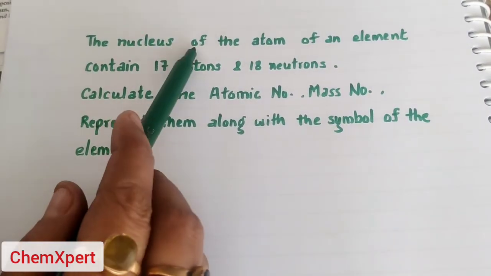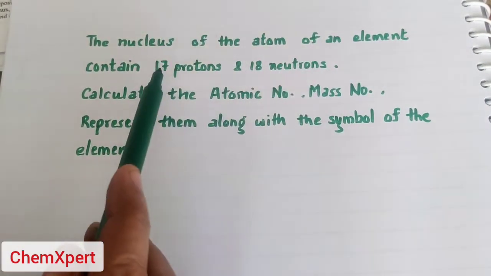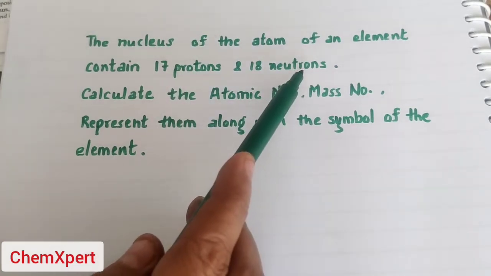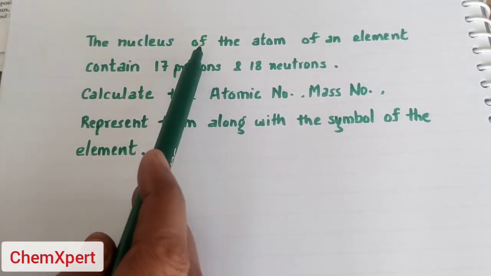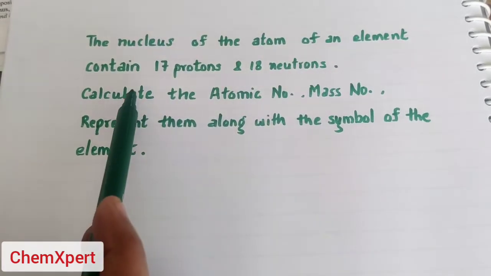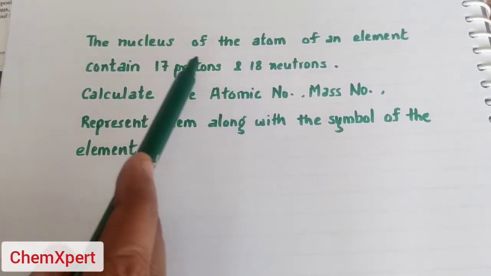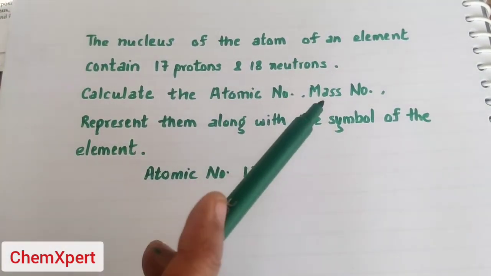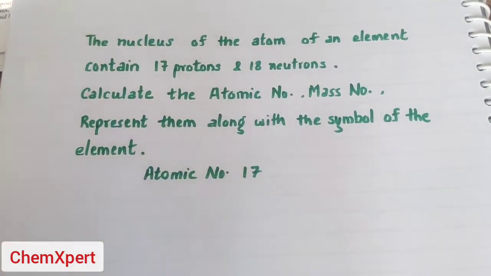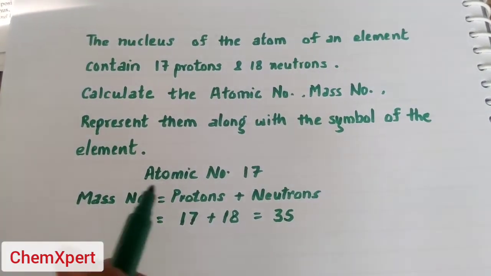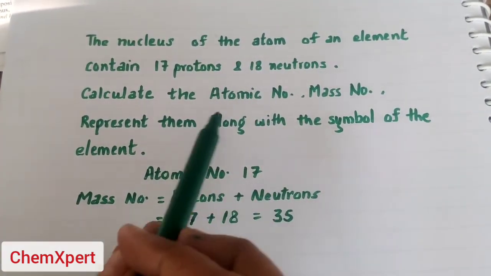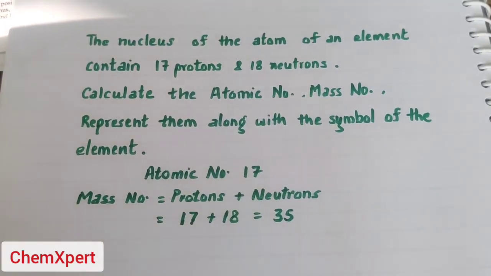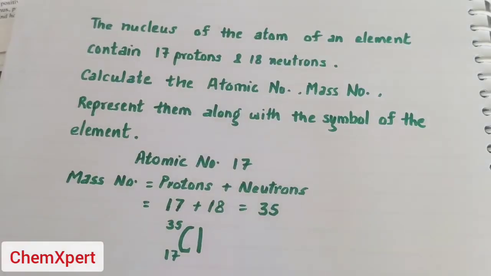Now the next question is, the nucleus of an atom of an element contains 17 protons and 18 neutrons. Now 17 protons means its atomic number is 17. So what do we have to calculate here? Calculate the atomic number. So the atomic number will be 17. Next we have to calculate the mass number, and mass number is equal to protons plus neutrons. So 17 plus 18 is equal to 35. So the mass number comes out to be 35 here. Now we have to represent the symbol here. 17 means it is a chlorine atom. So 17 atomic number and 35 mass number.